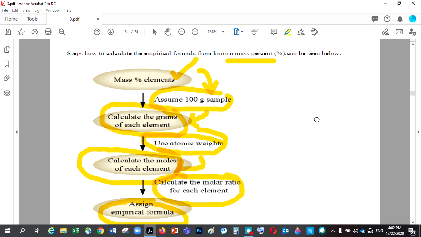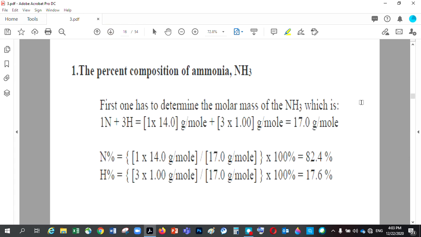We'll see a lot of examples. Let me repeat. You have a mass percentage. You assume this 100% is 100 grams. With the help of the atomic masses of each element, you convert those grams of the elements into number of moles. Then you make a ratio between these element mole numbers, and out of this ratio you can assign the empirical formula. Let's look at one of the examples.